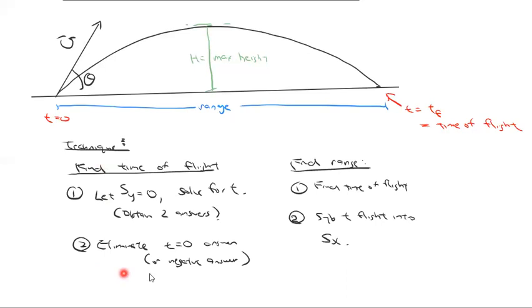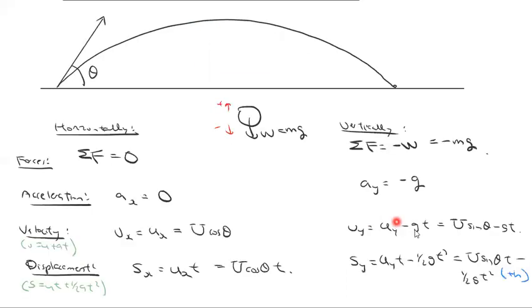Just so you know, I'm giving you the time of flight for level ground. You don't need to memorize these, but I'm going to give you the results so you know what to expect. Because you're going to use the fact that sy is equal to 0 at the time of flight, you're going to use these formulas, and you're basically going to get 2u sine theta over g.